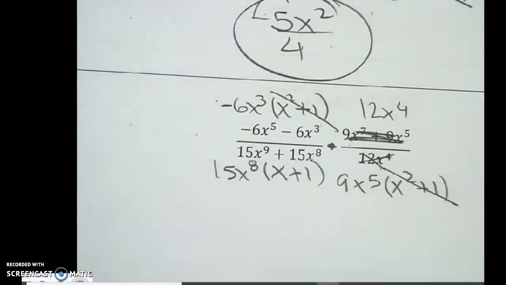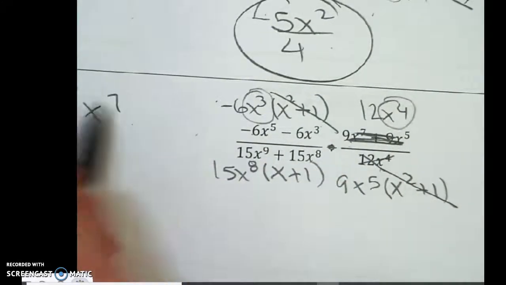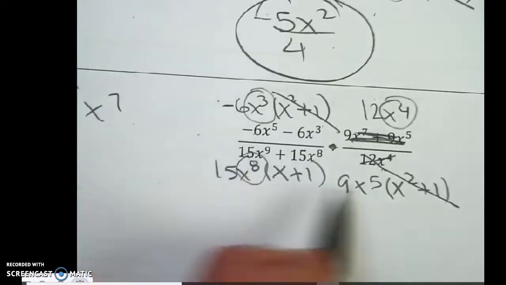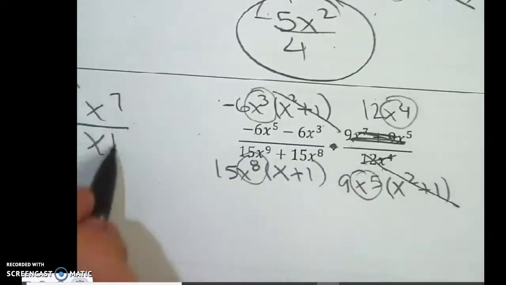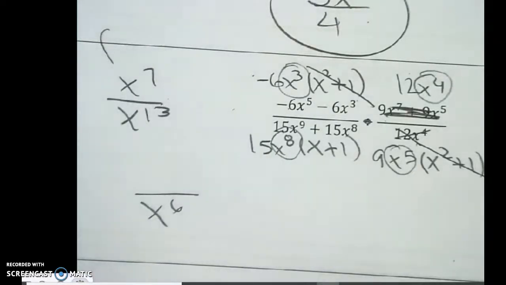All right? Now let's look here. I have 3 7x's on top. I have 8, 5, 13 on bottom. So that means I have 6 more left on the bottom. Some of you guys forgot this x plus 1.